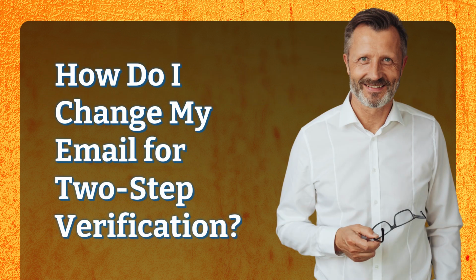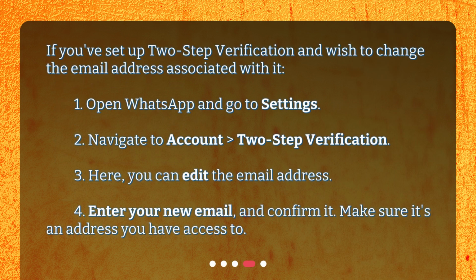How do I change my email for two-step verification? If you've set up two-step verification and wish to change the email address associated with it, 1. Open WhatsApp and go to Settings. 2. Navigate to Account, Two-Step Verification. 3. Here, you can edit the email address. 4. Enter your new email and confirm it. Make sure it's an address you have access to.